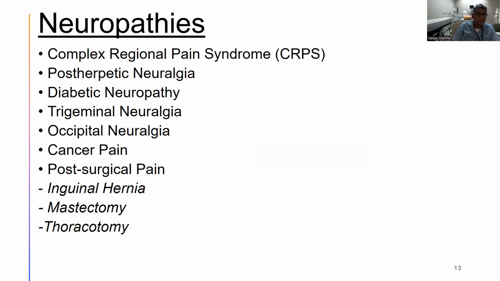And of course, coming to neuropathies. Neuropathy actually overlaps with other conditions also, like spinal conditions. But the ones that we commonly see are complex regional pain syndrome, which is seen as hyperalgesia and pain that doesn't form any dermatomal pattern. And then, of course, post-herpetic neuralgia, diabetic neuropathy, trigeminal neuralgia, occipital neuralgia, cancer pain. Of course, Dr. Mayank had touched on it a lot. And post-surgical pain after inguinal hernia, mastectomy, thoracotomy, which we see a lot here as well. So these are the things that can also be treated. Next, please.